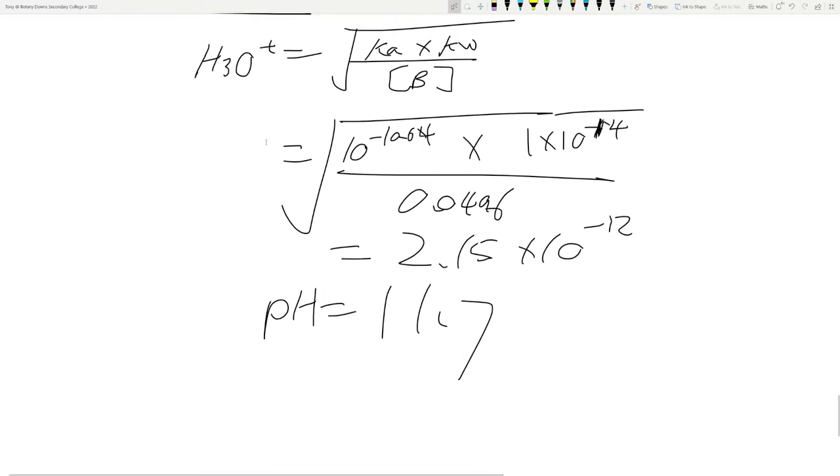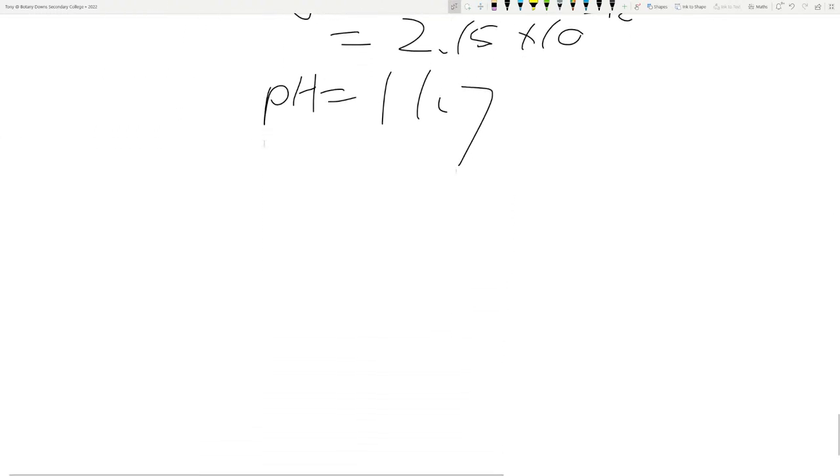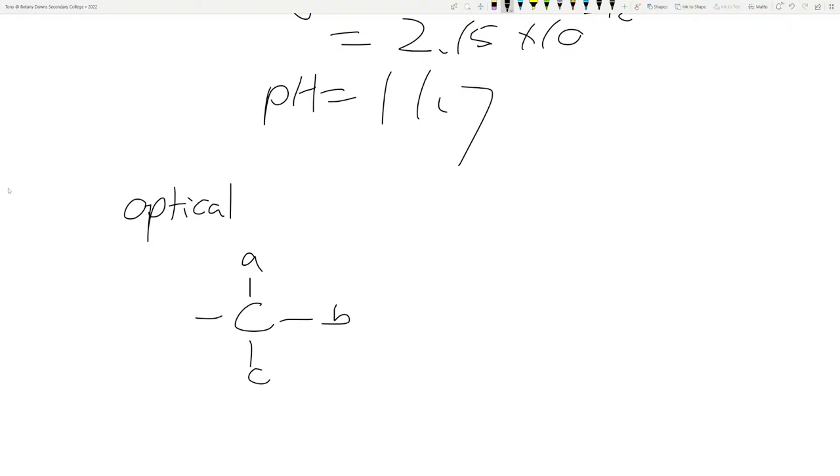Done. Alright, for Maya: what is the difference between optical isomers and enantiomers? Optical isomers and enantiomers are the same thing. They just have a chiral carbon, so you have A, B, C, D, a carbon that's bonded to four different groups. How do you distinguish them? If you shine plane-polarized light through the solution, one version will bend one way, the other will bend the other way.